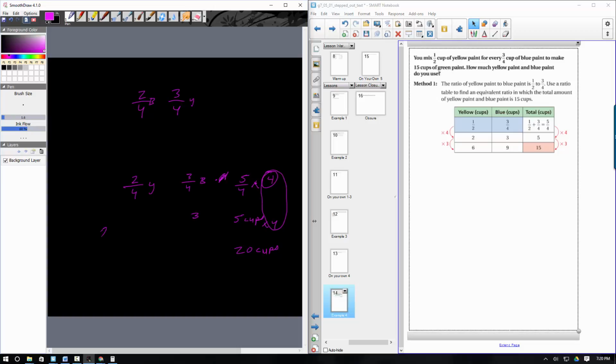So I have to go 2/4 times 16. This will cross cancel. This will become 4 and 1. So this becomes 8. So that's for the yellow. And then for the blue, I do my 3/4 times my 16. Again, cross canceling. And I have my 1 and my 4. So 3 times 4 is 12. And when I add up 8 plus 12, I do get my 20 cups. And these are the numbers of cups I get for each one. And that is the law.